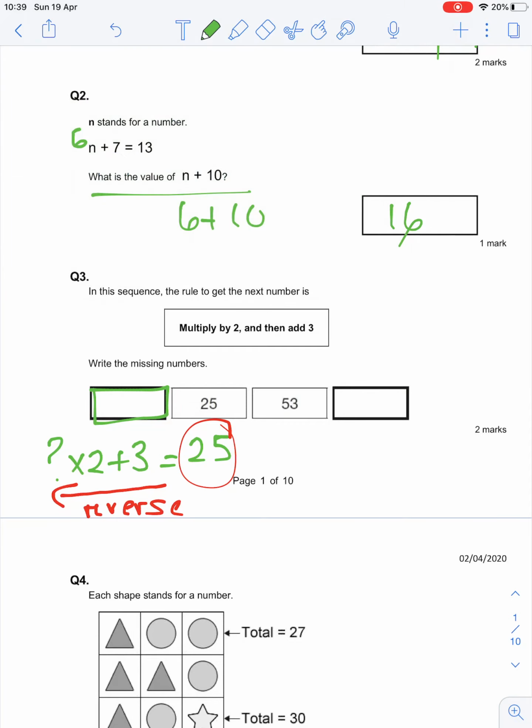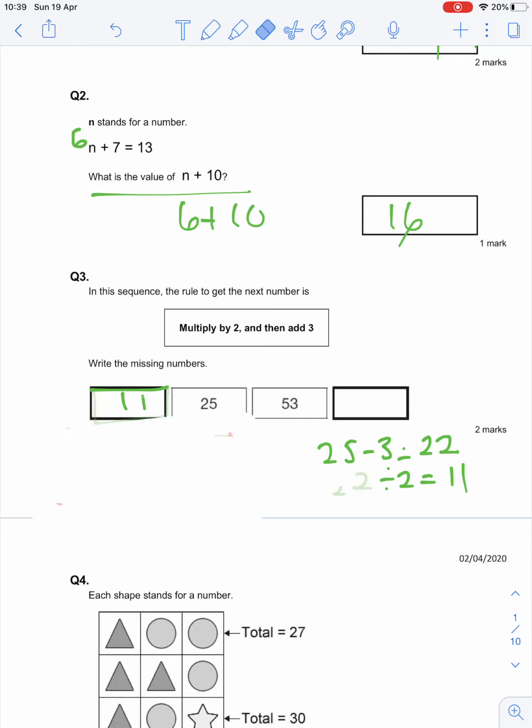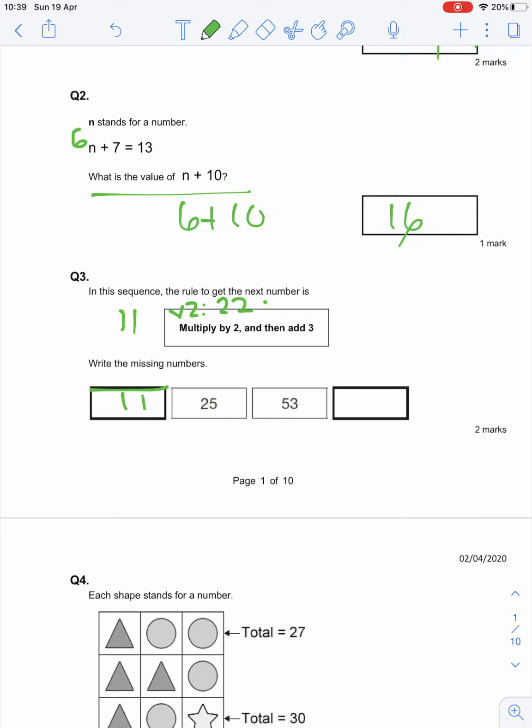So I know that 25 take away 3 is 22. And instead of timesing by 2, I'm going to divide by 2. 22 divided by 2 gives me 11. I think the answer is 11, but I am going to check by doing it the right way around. So if I start with 11, times by 2 is 22. Add 3 gives me 25, so I know the answer is right. So where you have the answer, you need to work backwards and in reverse.